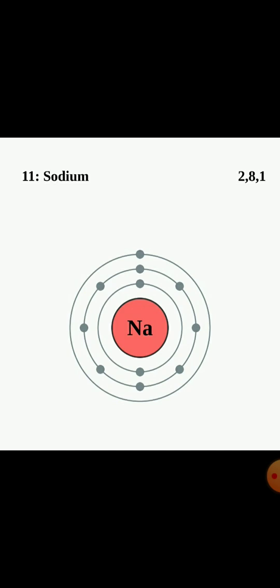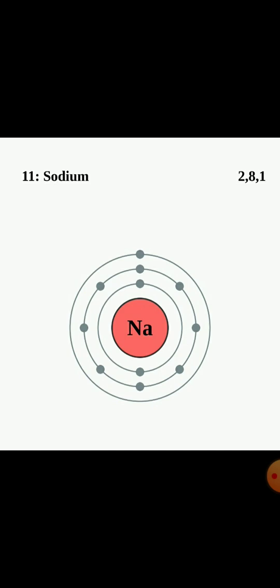How many are left? Total 11 are there. So, 9 are left. In the second orbit, we know that we can fill 8 electrons. So, out of 9, 8 electrons will be filled in the second orbit. How many are left? 1. So, where will that 1 electron be filled? It will be in the third orbit. So, for sodium, we will have 1 electron in the outermost orbit.